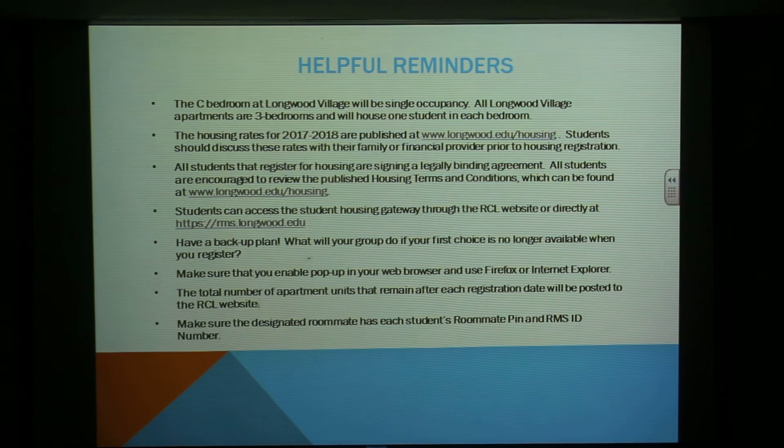The total number of apartment units that remain after each registration date will be posted to the RCL website. So once we conclude squatting registration, we will post on the RCL website the evening prior to senior registration how many units remain. We will then do the same thing the evening before junior registration and the evening before sophomore registration. So you can check the RCL website and see that information. That'll just give you a good idea of how many units remain going into the next day and the likelihood that you might get your first choice.